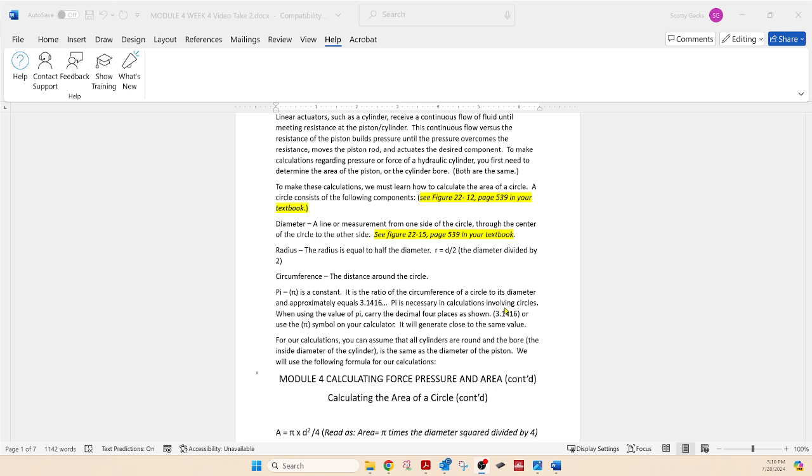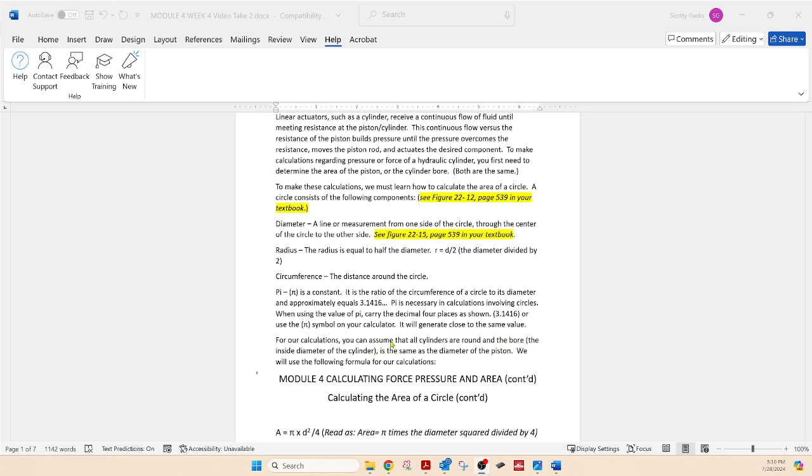When using the value of pi, I want you to carry the decimal 4 places as shown. In other words, not 3.14, but 3.1416. It'll be a little bit more accurate. Or if you have a TI-80, whatever you call it, calculator, you can use the symbol pi. Instead of writing out 3.1416, if you've got to multiply pi times something, you can just hit that symbol and the multiplication sign and enter that number and hit equal. It'll generate close to the same value.